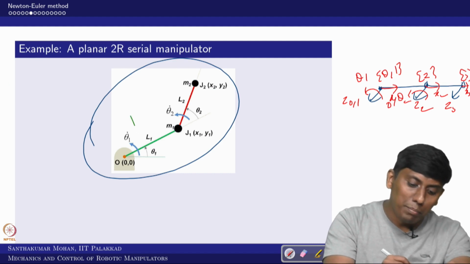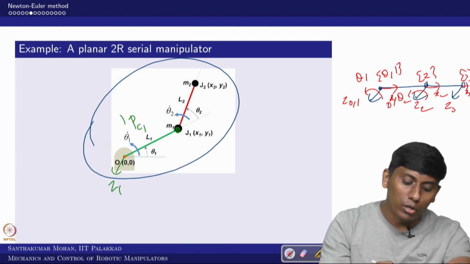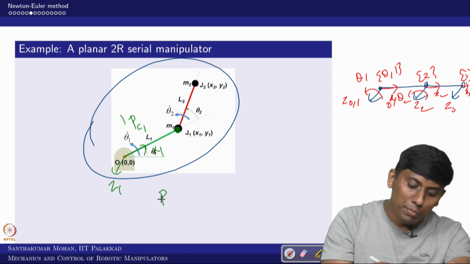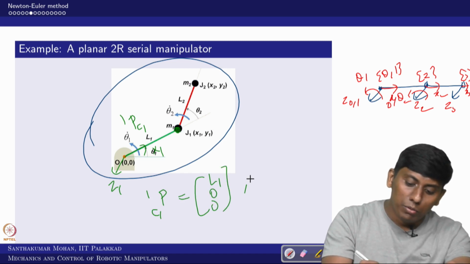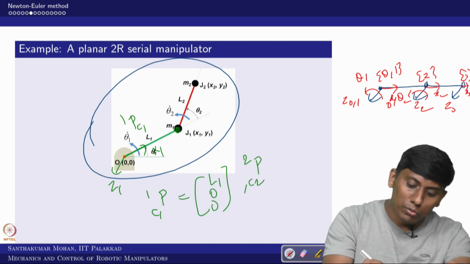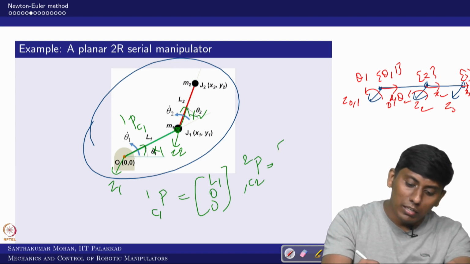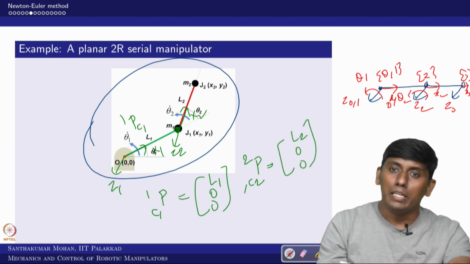So what is PC1 with respect to frame 1? Frame 1 is here, Z1. This is the first centroidal location, and that is along X1. So PC1 with respect to frame 1 would be L1 0 0. Then PC2 with respect to frame 2, this is 2 C2. What is this? This is along X2, so it is L2 0 0. Please be clear.